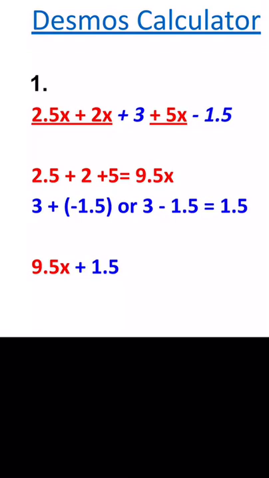Two ways you can do this in your Desmos calculator. You can either enter in 3 plus negative 1.5 or you could just put 3 minus 1.5. Either way, the answer is going to come out to 1.5. Then you just put down what you got: 9.5x plus 1.5. Notice there's a plus 1.5. The reason is because it is positive.